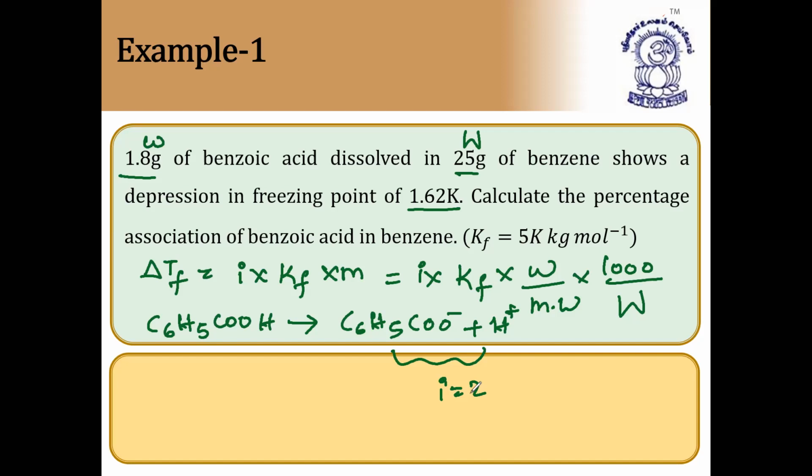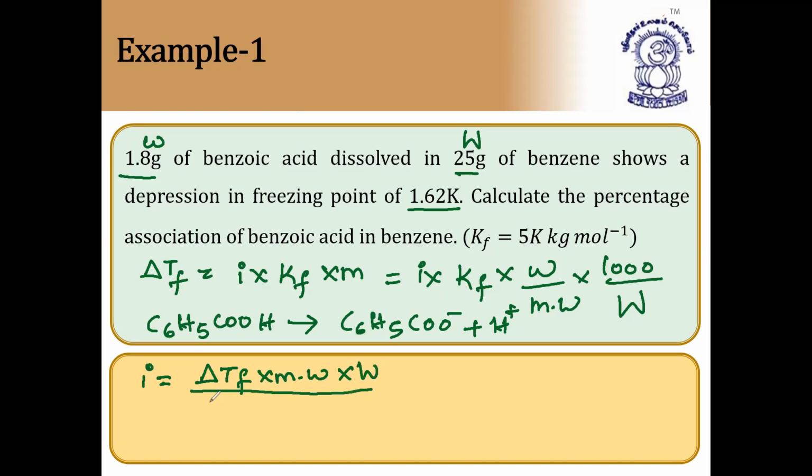In this sum, you have to find the i value first. Don't write i is equal to 2 here. The actual i value should be 2, but it should be less than 2. Then we can say the percentage association of benzoic acid. So how to calculate the percentage? First you calculate i from the formula. So i is equal to delta Tf into molecular weight of solute into weight of solvent, divided by Kf into weight of solute into 1000.